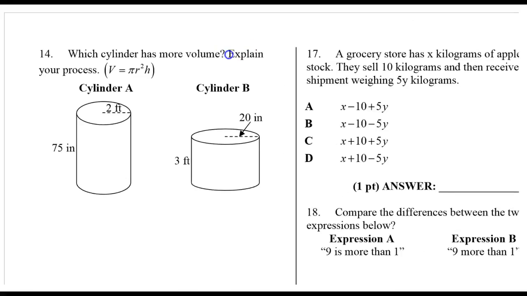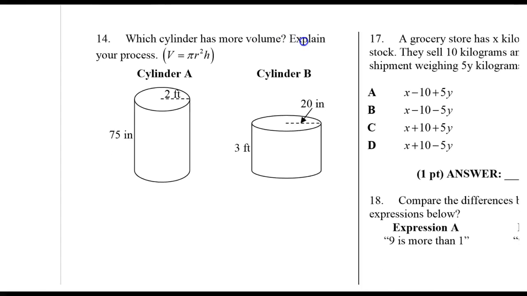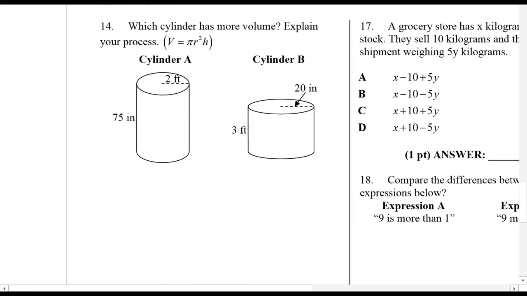Okay, so going to number 14. Which cylinder has more volume? First of all, we have cylinder A and cylinder B. To find the volume of these cylinders, we use this formula. This is just the cylinder formula, and this will be on the test.